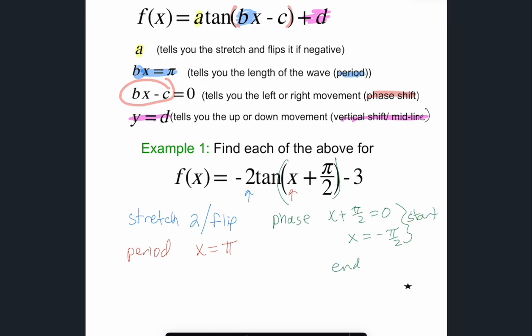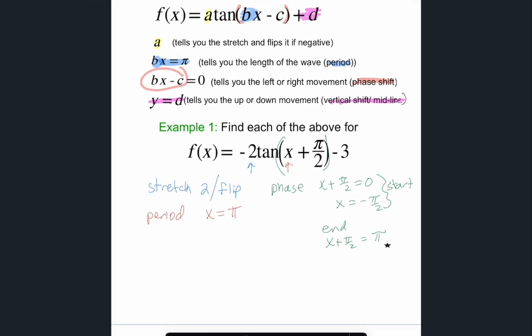Our ending is a little different here. You set that equal to pi. Because remember, it starts at 0 and ends at pi. And so we would subtract a pi over 2 from both sides and get pi over 2. And then finally, right here is our vertical shift. So our midline is down at negative 3.